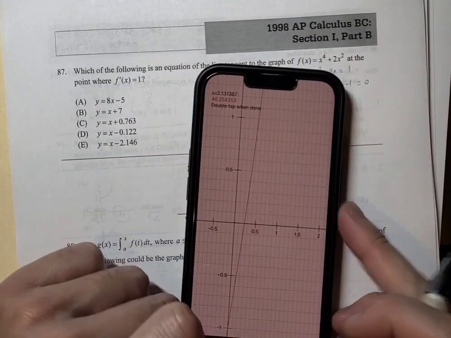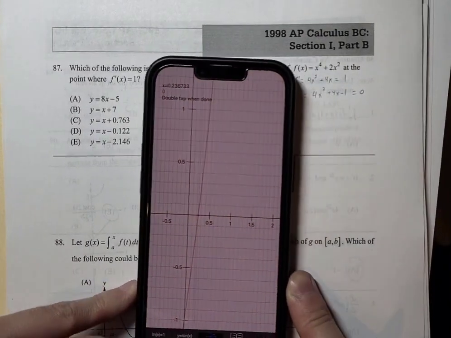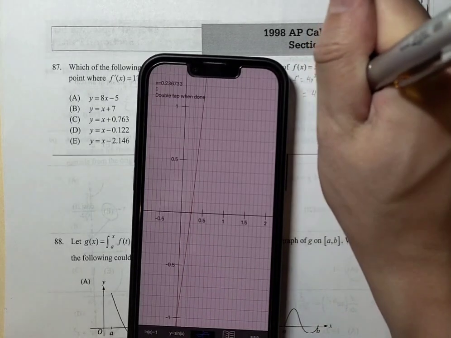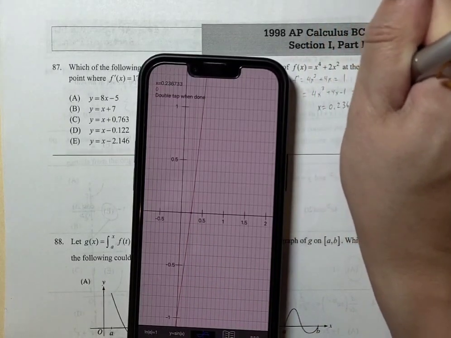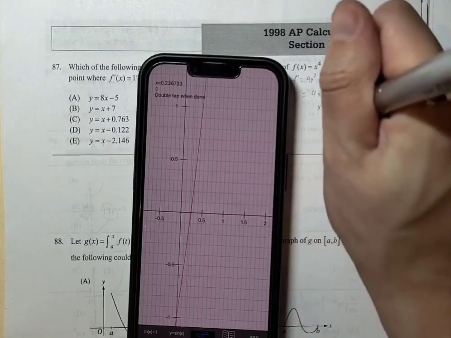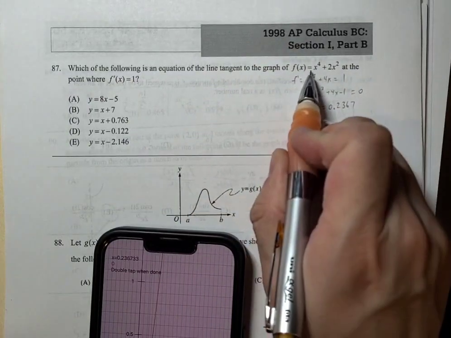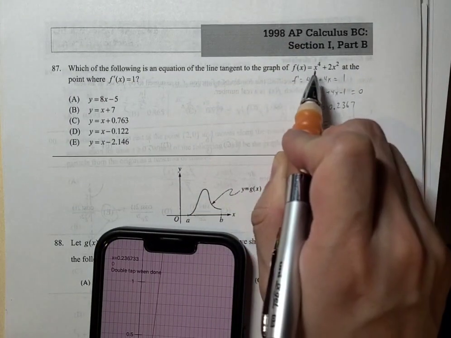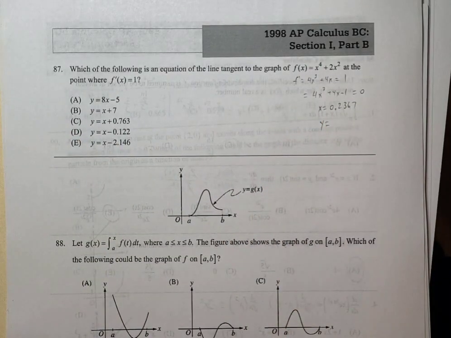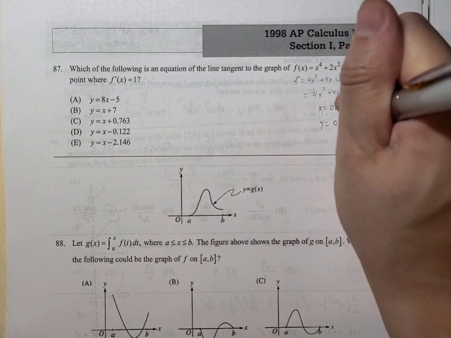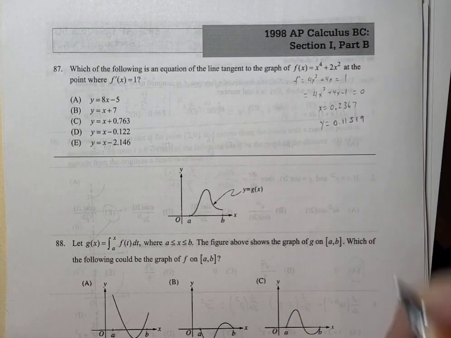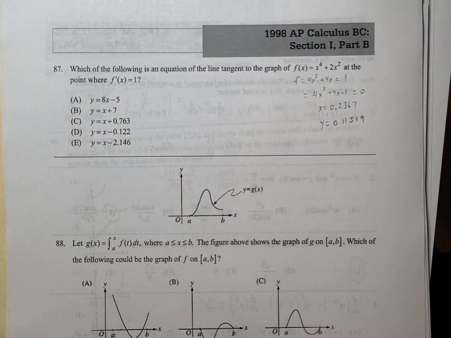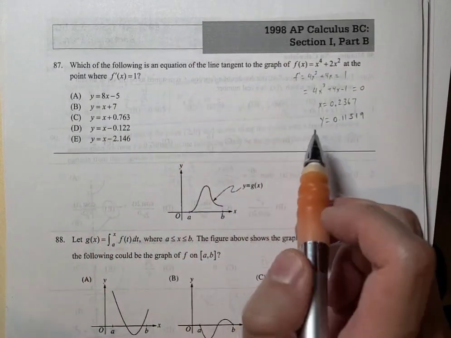Okay, this is the graph I got. And the solution is x is 0.2367. So when x is 0.2367, what is y equal to? We just plug x is 0.2367 into f. That is this to the 4th power plus 2 times that squared. So y should be like 0.11519, something like that.